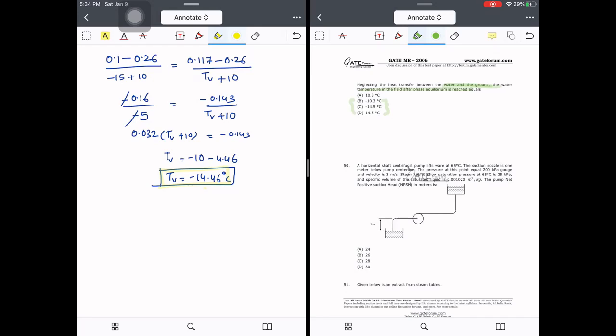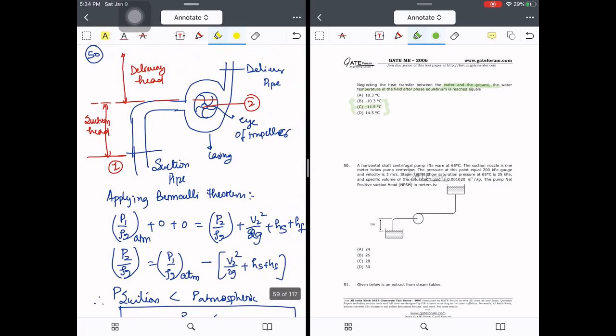If I look at the options between minus 15 and minus 10, I will get three options, so I have to interpolate. I will interpolate and find that the temperature of that vapor will be minus 14.46, which is nearly equal to option C, minus 14.46. Now question number 50.